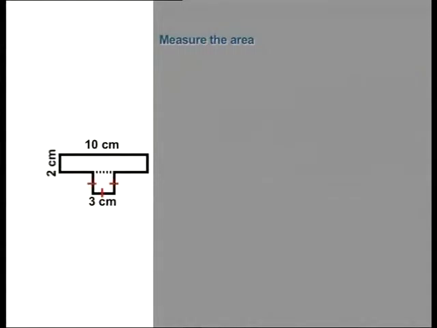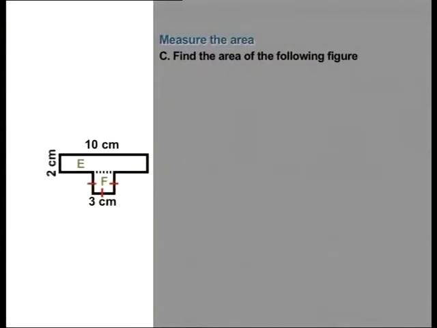Question 3 will involve calculating the area of different shapes. Let's start. Find the area of the following figure. We begin the calculation by simplifying it into a rectangle, whose area we shall name E, and a square, which we name F.